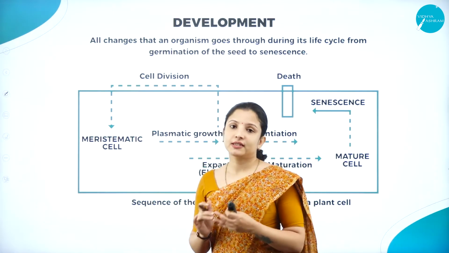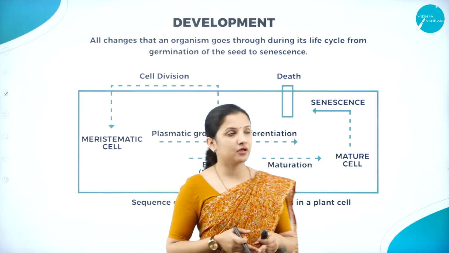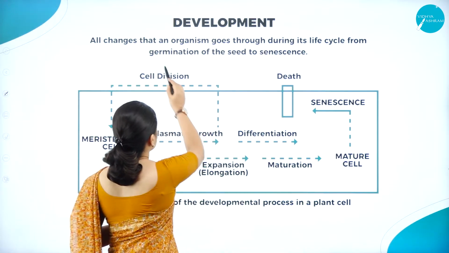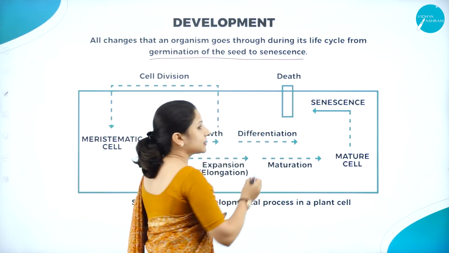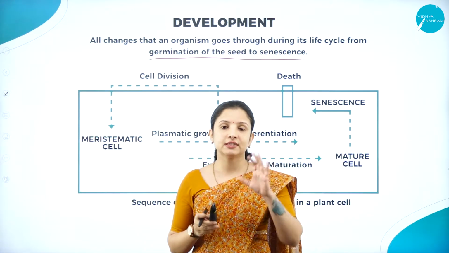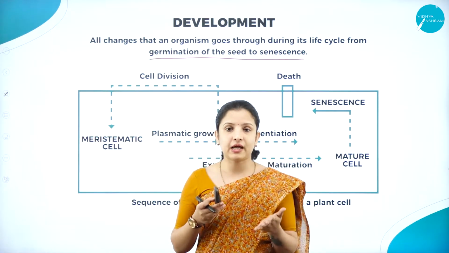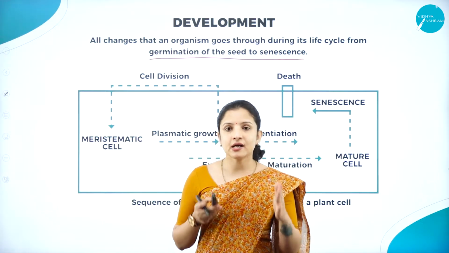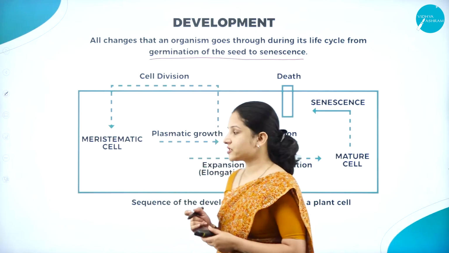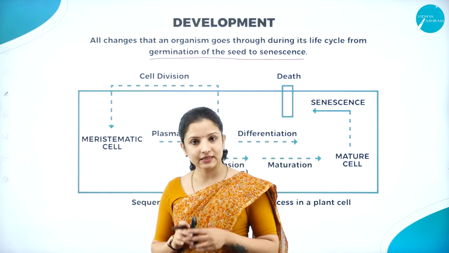All changes that take place in an organism, be it a plant or an animal, during its life cycle, from the germination of the seeds to senescence, are in a sequential order. Once you sow the seeds and the seedlings come out and develop into the plant, they mature and they die. Until then, the growth of the plant is in an orderly manner. Therefore, we shall understand the sequence of development of the plant during its life cycle.